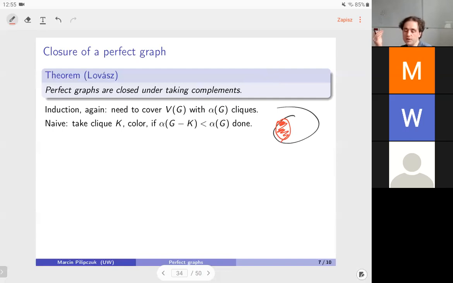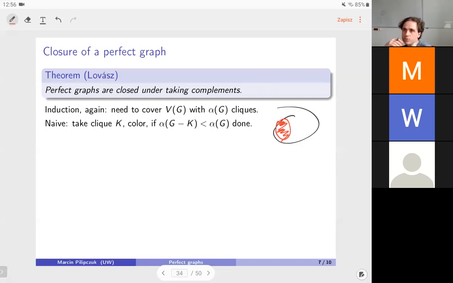But when are we happy? Well, if we color the clique and alpha drops by 1. We used one color, so better alpha, which is actually a lower bound on the number of colors we're going to use, drops down. Otherwise, we don't have any chance of using alpha colors to start from, because we just use one color and alpha stays the same.